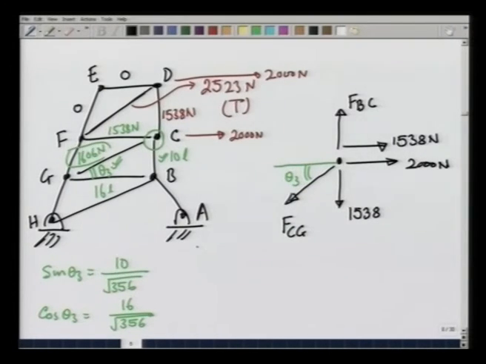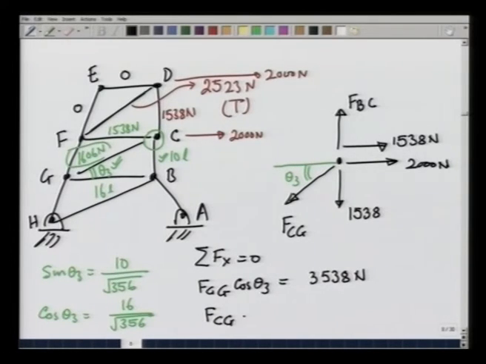So, let us do summation Fx equals 0, which gives me Fcg cosine theta 3 equals 1538 newtons, and therefore, Fcg is equal to 1538 newtons divided by cosine of theta 3. I can plug in the numbers and get my answer.